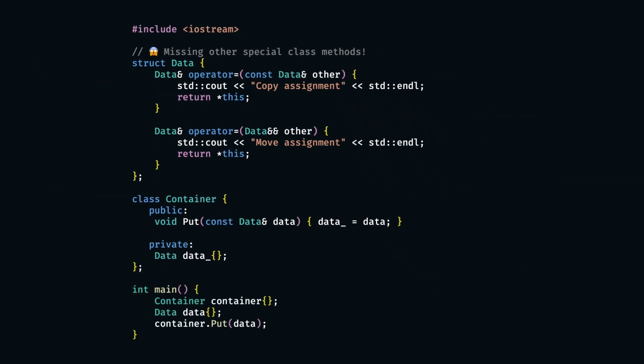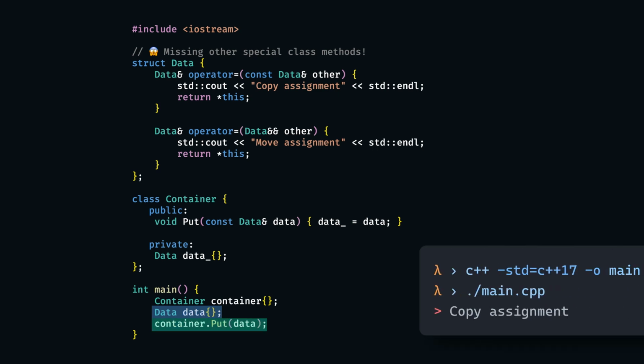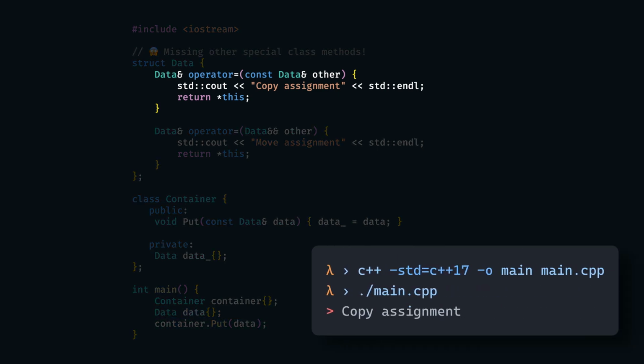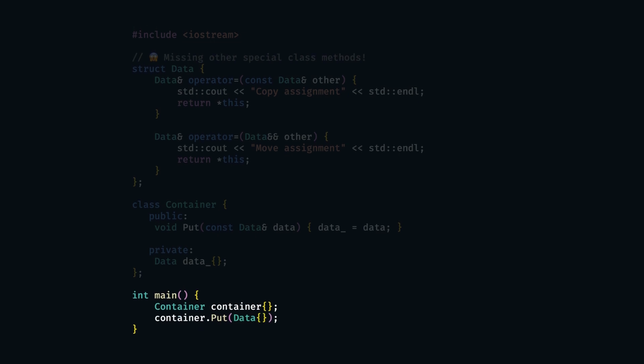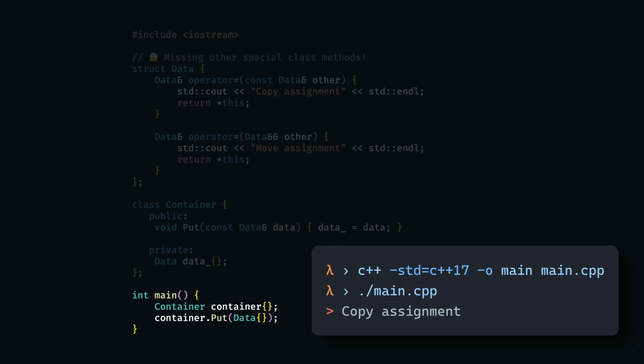Finally, in the main function, we create an instance of data and pass it into our container. If we compile and run this code, we will get the output copy assignment, which indicates that the data is copied into our container just as we expect. Now let's say we don't want to create a data instance in our main function and want to pass a temporary object to be owned by our container straight away. We can modify our main function ever so slightly to achieve this. However, if we compile and run this code, we get the same output that indicates that the copy assignment operator was called again. Not exactly what we want, right?